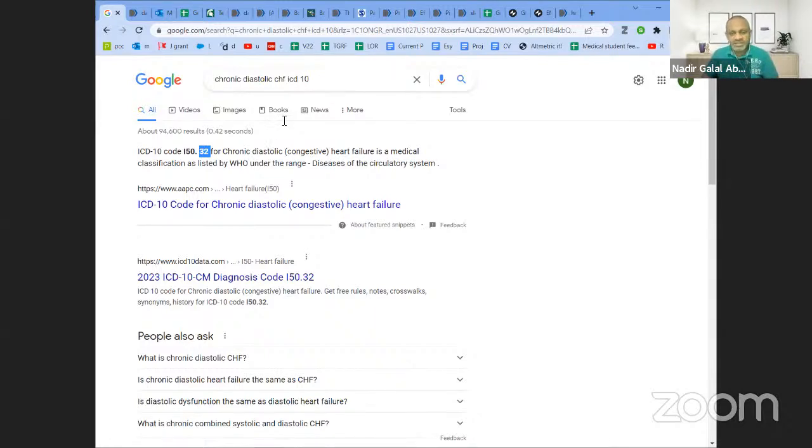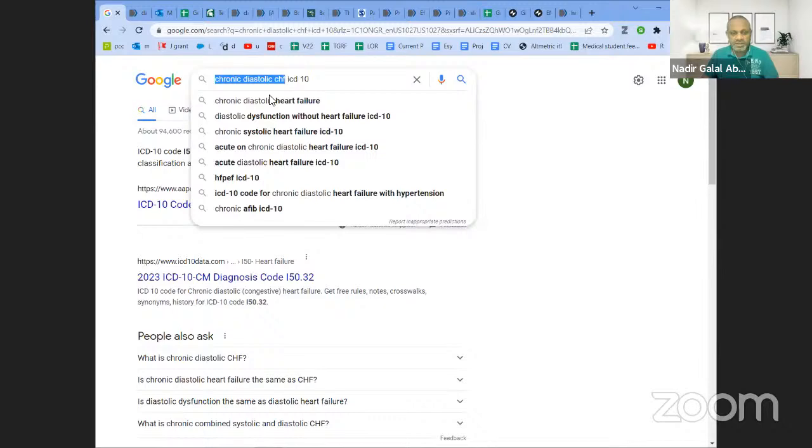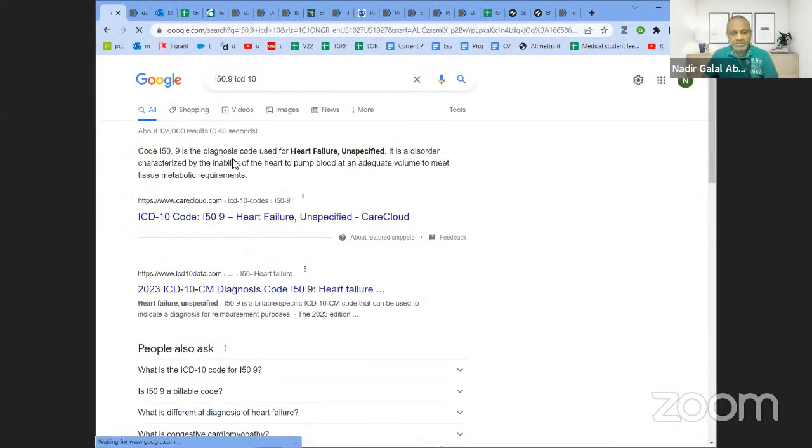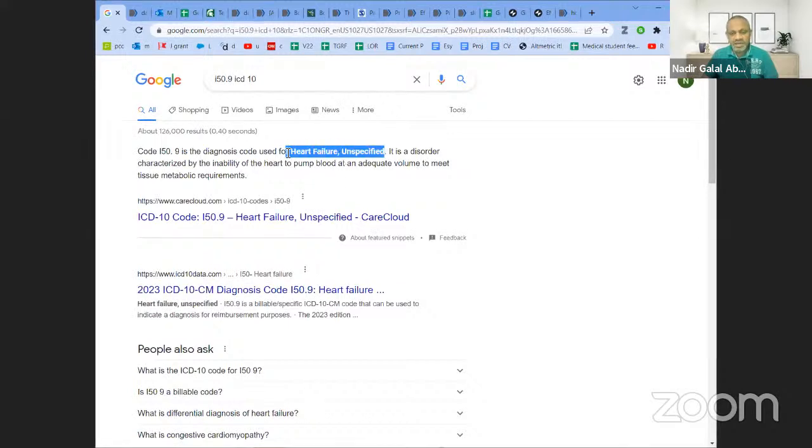If I just give congestive heart failure without any specification, it's going to be I-59. So this will be just generic and unspecified. And the insurance will not be happy with that.